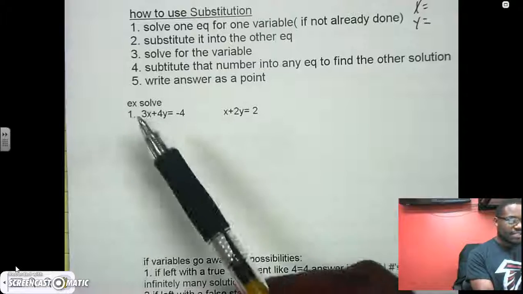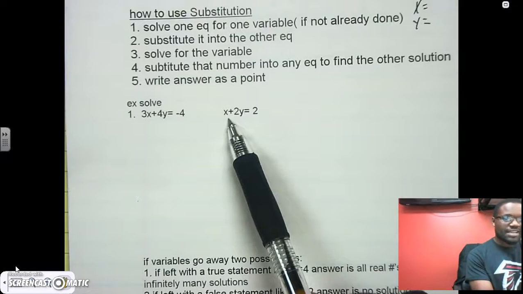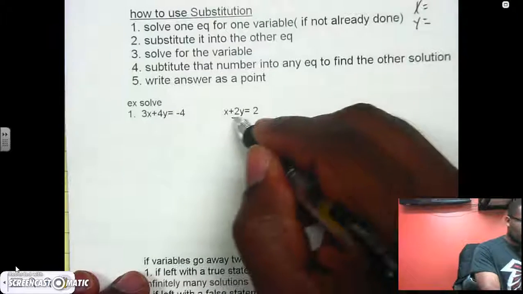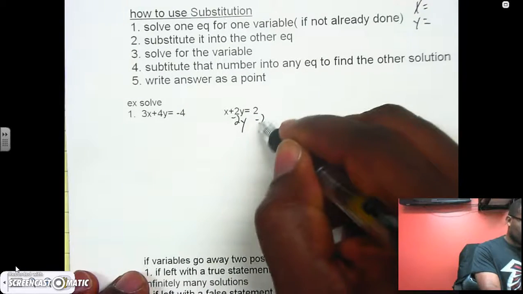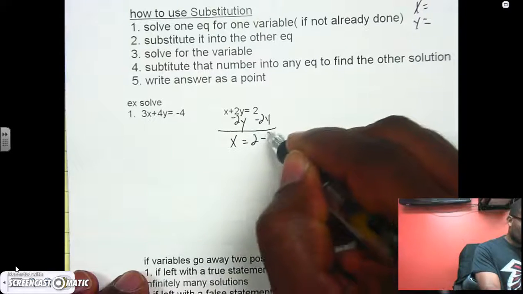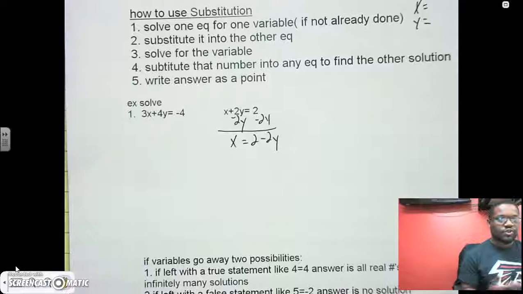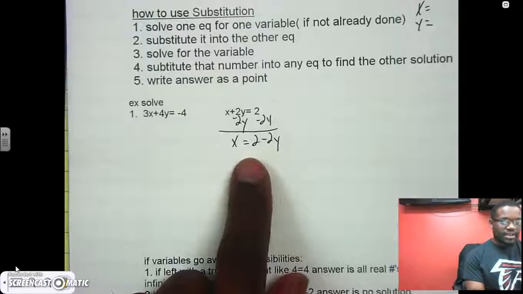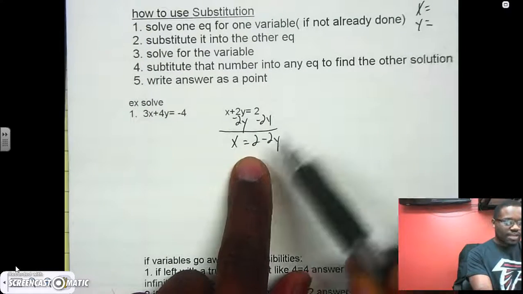In this case, I'm going to take this equation here and solve for x because it's the easiest. I don't have any fractions to deal with. So I'm going to solve for x by subtracting 2y. Now keep in mind, whenever you solve for x, there is no form or formula for solving for x. So however you write it, as long as the signs are correct, is okay. So now I have step number one. I have one of my equations that looks like x equals or y equals.